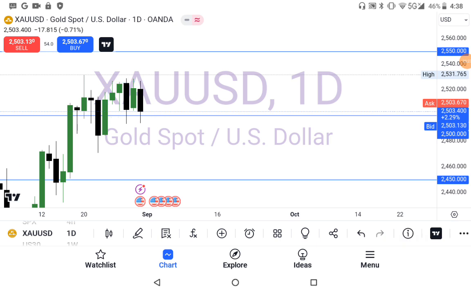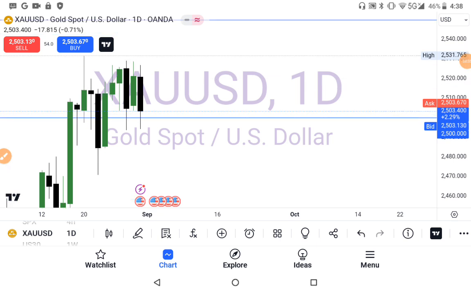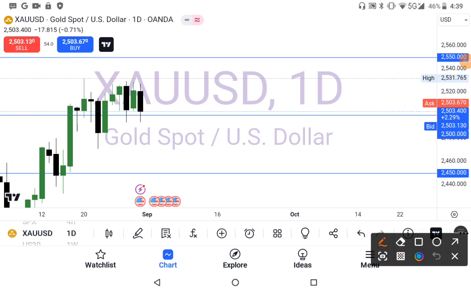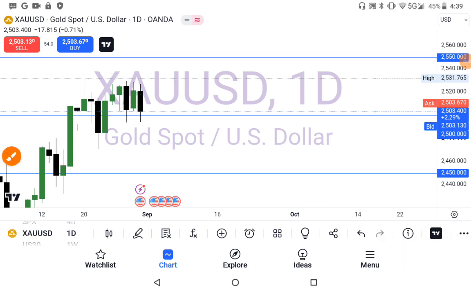But one of two things will happen on gold. It's either gold delivers 2480, or it delivers 2550, because I'm not interested in this movement here. So it's not really pointing out, but I'll be interested in either it delivers 2550, or it delivers 2480. 2480, yes, 2480.